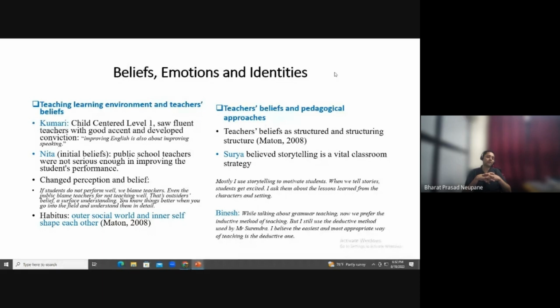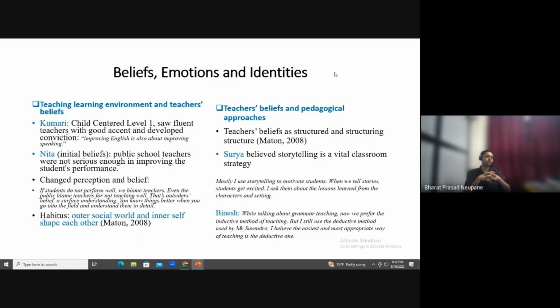So after the interaction and the analysis of those interactions or the transcripts, I came to realize that this teaching learning environment has influenced the beliefs of these teachers, and belief has influenced the behaviors and their pedagogical, professional choices and the pedagogical approaches of English language teachers.